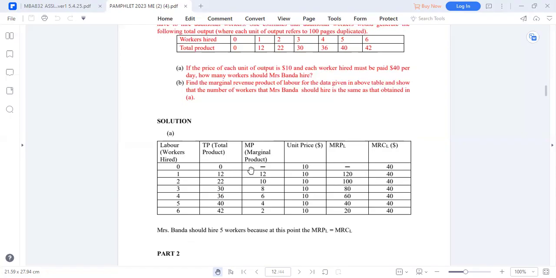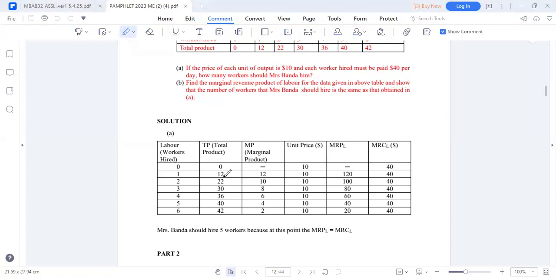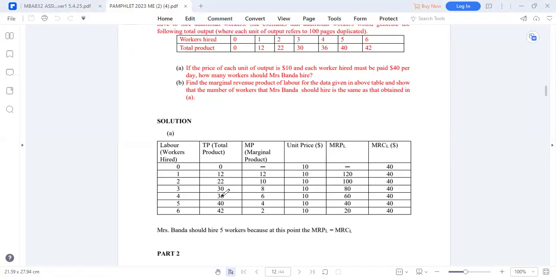The additional units. So the first one is a dash. From 0 to 12, we have 12. From 12 to 22, we have 10. Are you seeing where these figures are coming from? Yes, I am. From 22 to 30, we have 8. From 30 to 36, we have 6. From 36 to 40, we have 4. From 40 to 42, we have 2. So this is the marginal product.